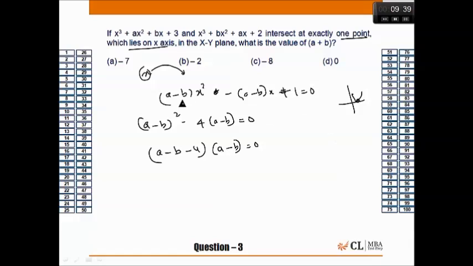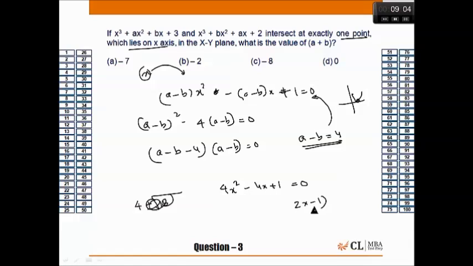Now a minus b cannot be equal to 0, because if a minus b equals 0, then 1 will be equal to 0, which is not possible. So a minus b should be equal to 4. Then this becomes 4x squared minus 4x plus 1 equal to 0. I'll get the root. Then I get a plus b. What am I doing? This is (2x minus 1) the whole square, no?